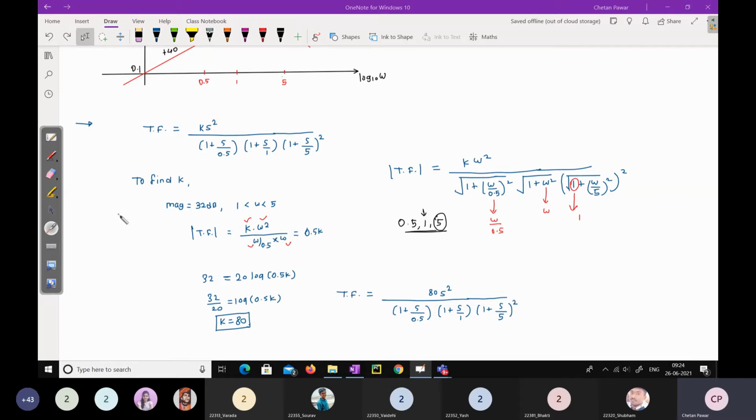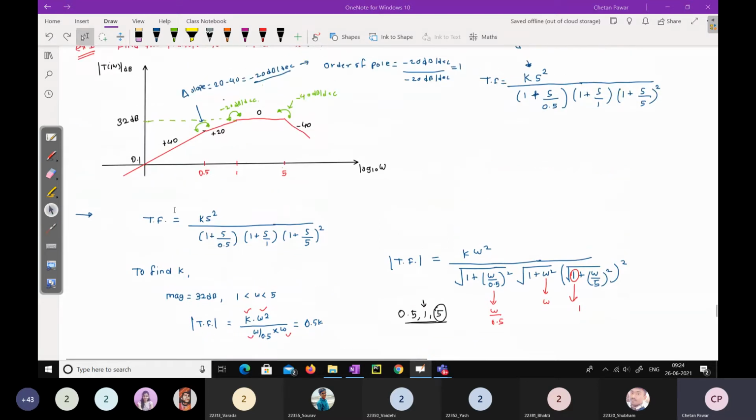If you want to find out a DC gain, the first thing is that you should know the corner frequency at which you know the magnitude of the system. I know that at this particular corner frequency the magnitude is 32 dB. So what I have done is I have identified which frequencies are greater than 1. Here 5 is greater than 1, so from the magnitude part of that corner frequency I have taken only the term 1.